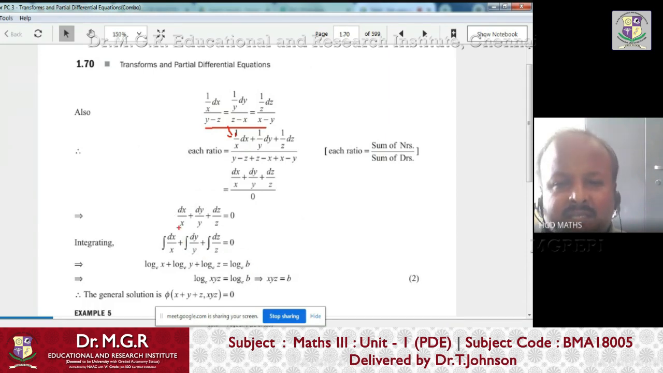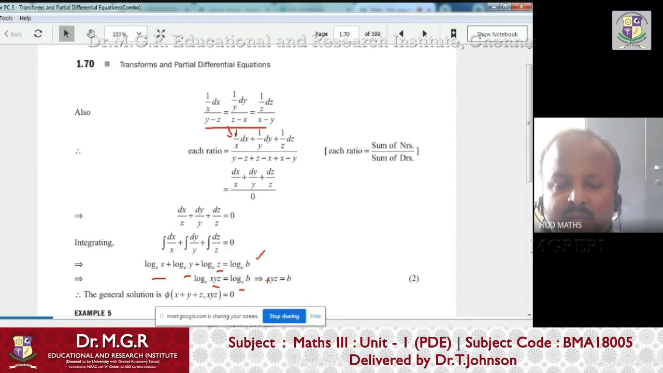So we integrate this. What is the integral of 1 by x? Log x. 1 by y, log y. 1 by z is log z. So here, in order to remove that log, they assume the arbitrary constant is also a log b. If b is arbitrary, log b is also arbitrary. And the nice thing I already told you: log a plus log b is log of a into b. So log x plus log y plus log z can be written as log of xyz, and on the right-hand side log b is there.